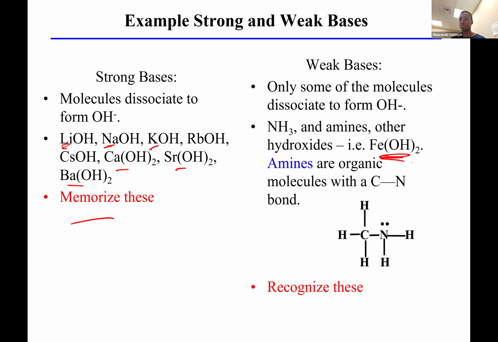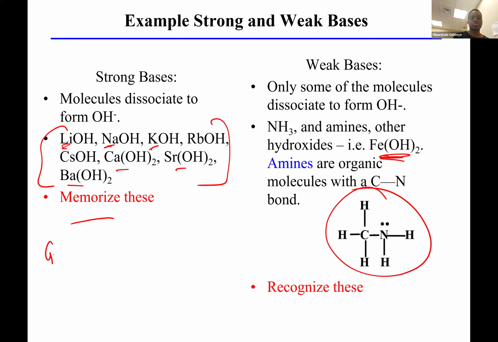So Fe(OH)2, this is a transition element, iron. This is a weak base, okay? If I tell you this amine is a base, you assume it's a weak base, okay? So anything that isn't group 1 or group 2 plus OH would not be strong. Anything else is considered a weak base.